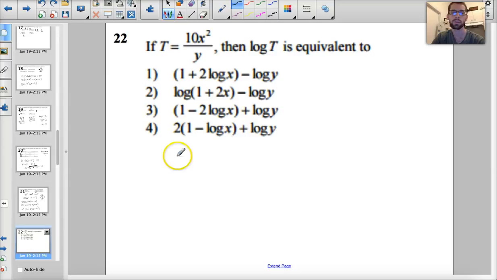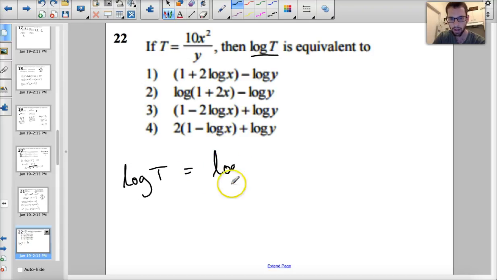All right, number 22. It's asking me about log t. So that means I am logging both sides. So I've got log t equals log of 10x squared over y.